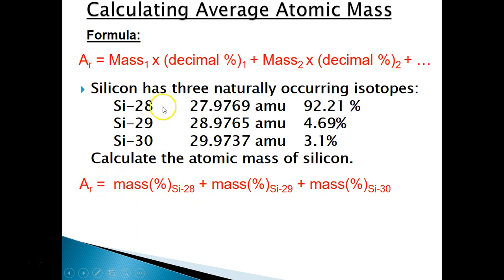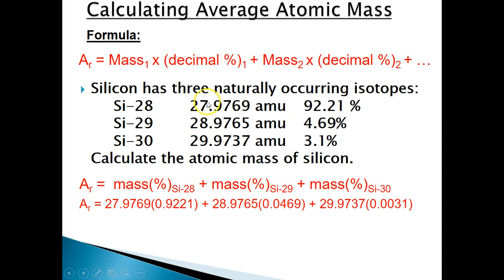So for this particular set of isotopes, it's going to be the mass of silicon-28 times its percentage, plus the mass of silicon-29 times its percentage, plus the mass of silicon-30 times its percentage. Now remember, we have to plug these percentages in as decimals. And to take a percentage and turn it into a decimal, you just have to slide the decimal place 2 spots to the left. So the mass of the first isotope we're going to plug in, and we're going to multiply it by 0.9221.